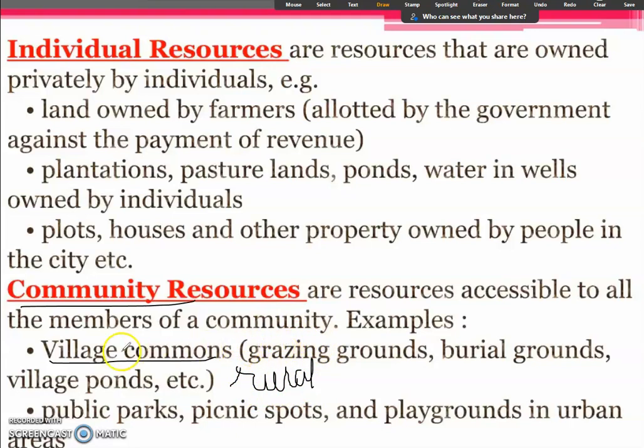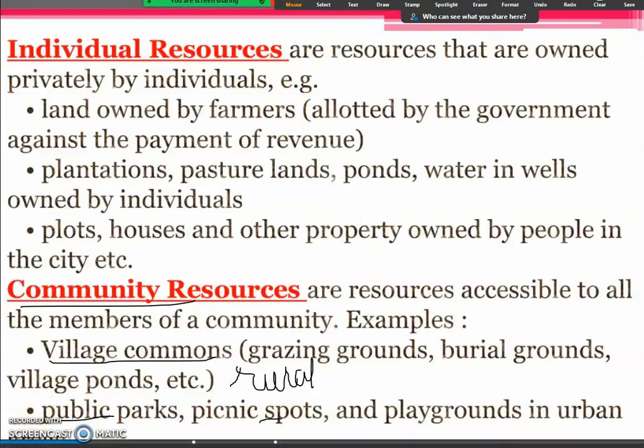In village commons we have grazing grounds, burial grounds, right? Then village ponds, and in urban areas public parks, picnic spots and playgrounds. These are all in urban areas. So I hope you got what I meant by individual resources and community resources, right?